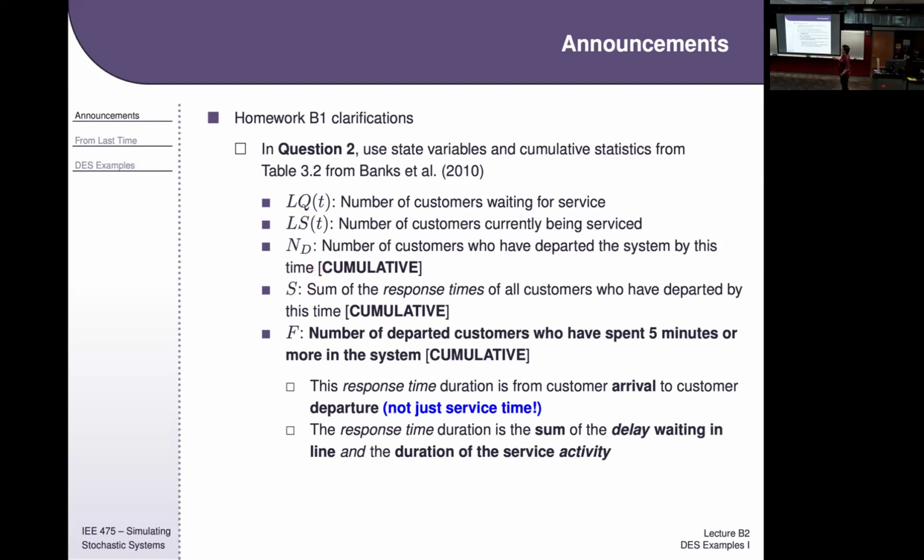Similarly, S seems like a strange one, but that is the sum of the response times. We have this term response time, which is the time you spent waiting plus your time actually being served. So it is the total time for a customer or an entity in the system. That is a response time. And S in the table is the sum of those response times over time, so that will keep growing. The reason we have this S is because if we divide by the number of departed customers, in D, then we can get an average response time.